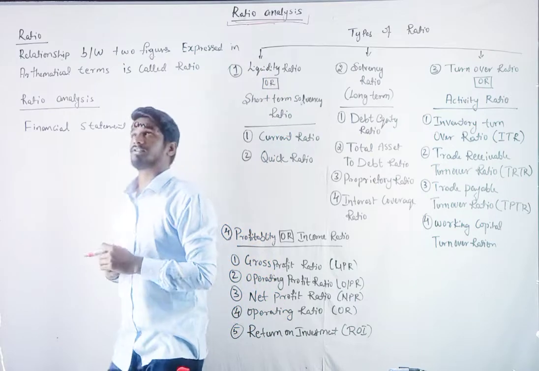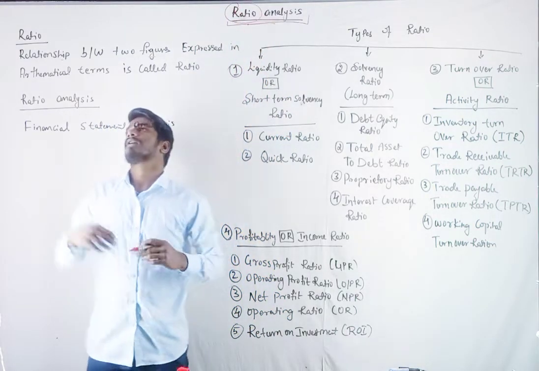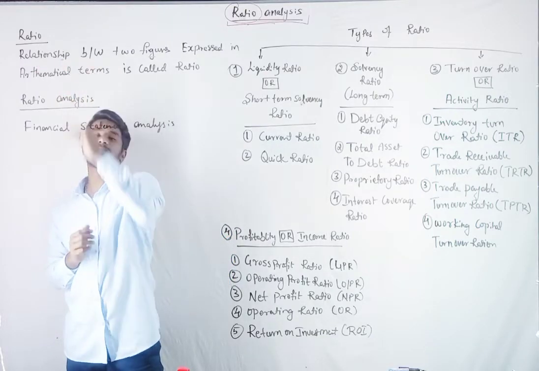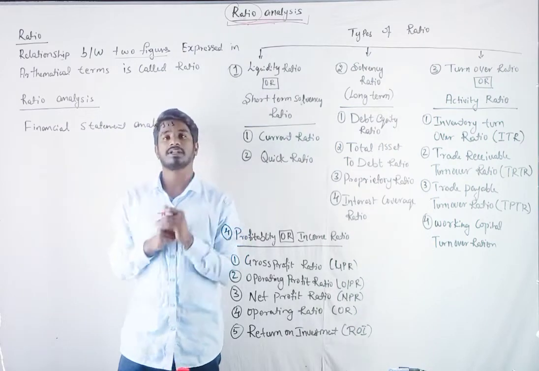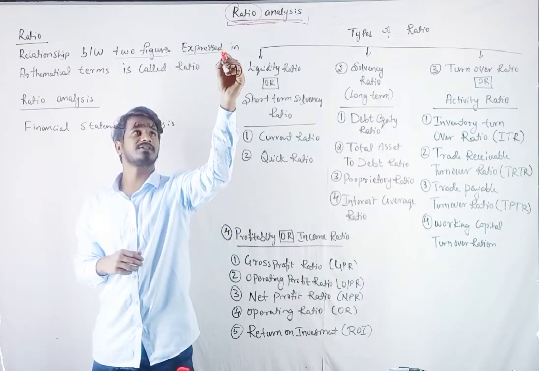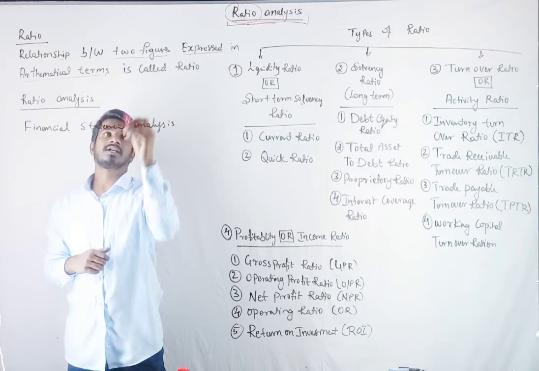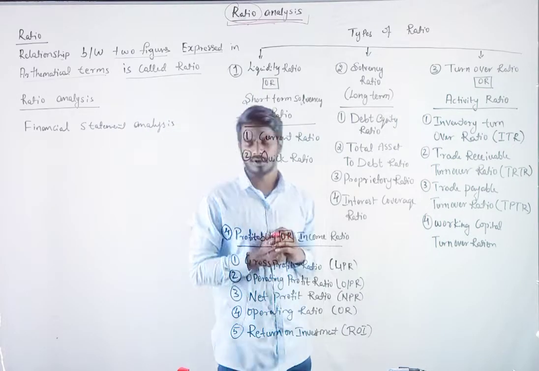Ratio analysis. What do you mean by ratio? Ratio means a relationship between two figures. It may be any figure, two figures expressed in arithmetic terms is called a ratio. What does it mean?